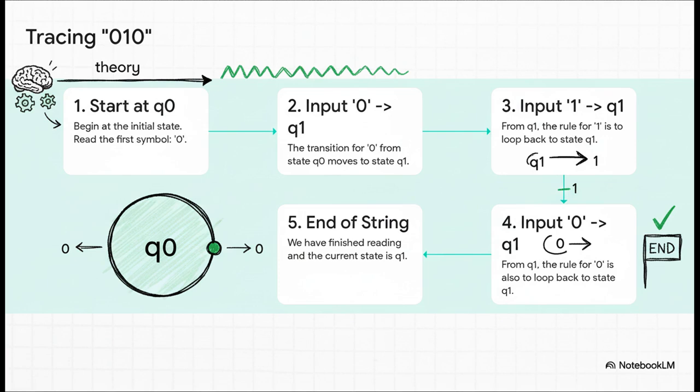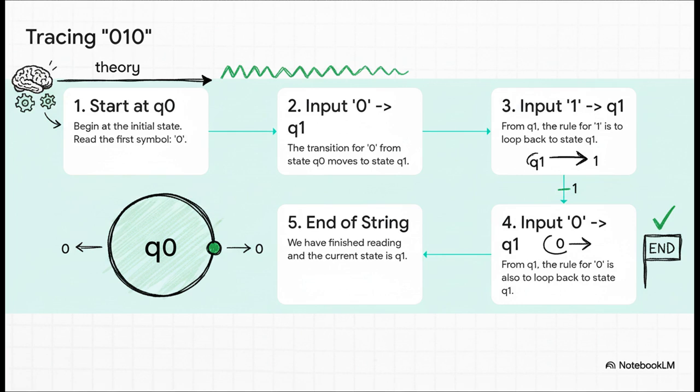All right, let's trace this together. We always start at the initial state, Q0. Now, we read the first symbol of our string, which is 0. The arrow for 0 from Q0 tells us to move to state Q1. Easy enough. Next, we read 1. From state Q1, the arrow for 1 just loops right back to Q1, so we stay put. Finally, we read the last symbol, another 0. Again, the arrow from Q1 loops back to itself.